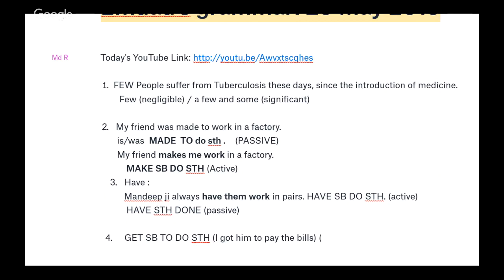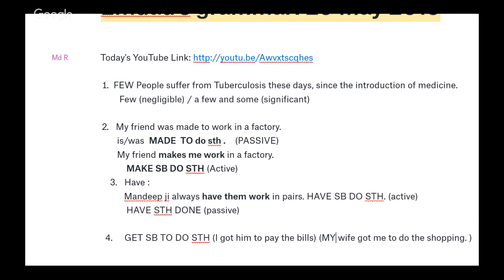My wife got me to buy the groceries. Do shopping, or to do shopping. My wife got me to do the shopping. Yeah. My wife got me to do the shopping. So, active voice or passive voice?